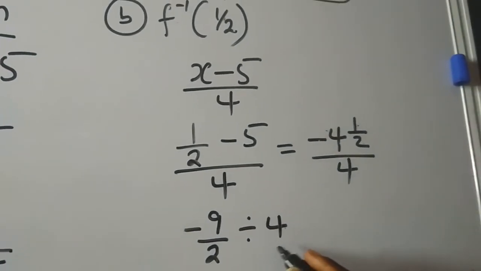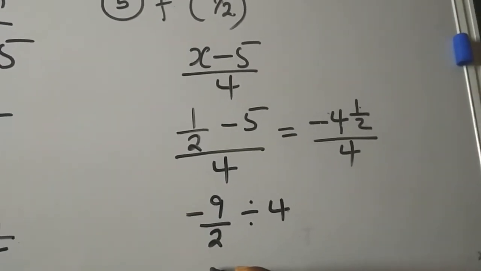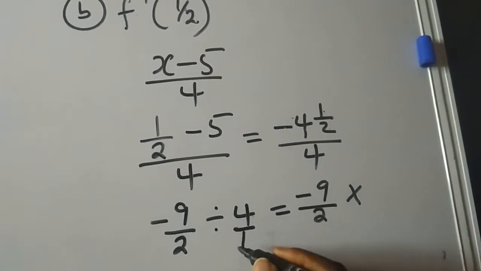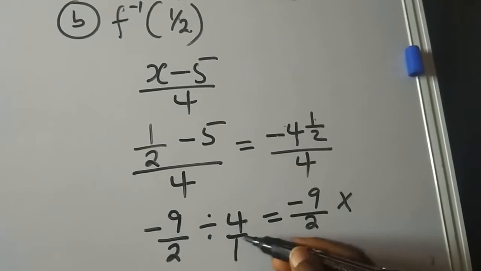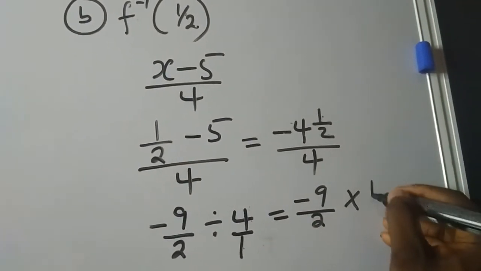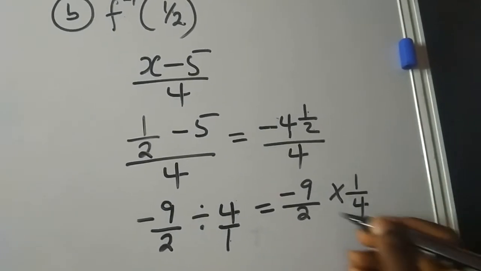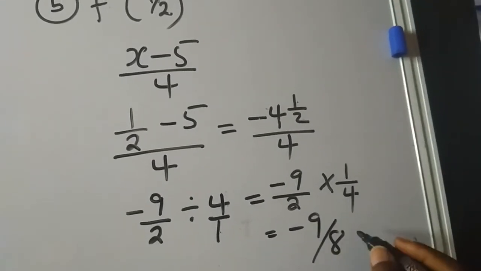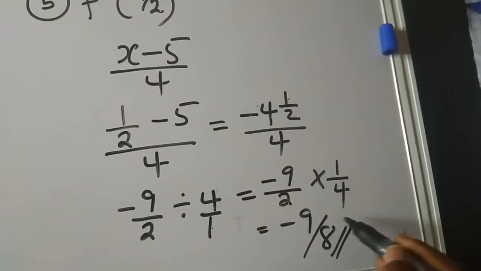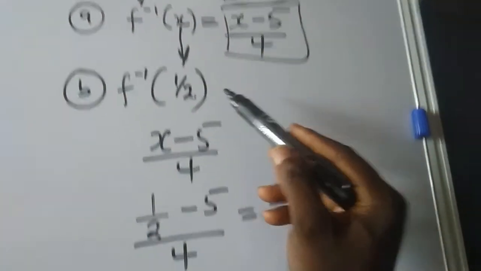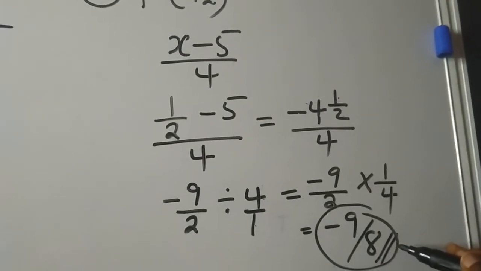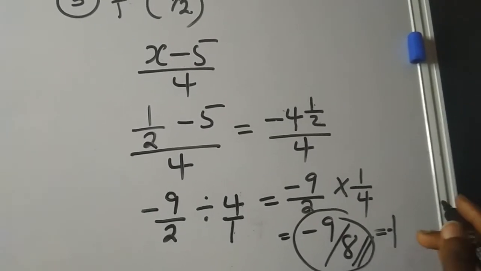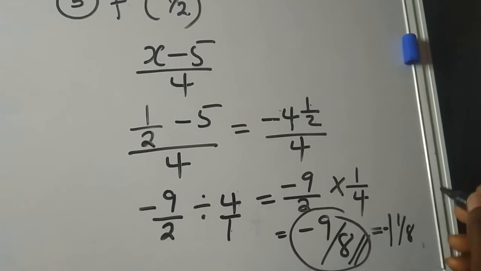So solving this now, I can say this is equal to minus 9 over 2 times, if I am changing this to multiplication, 1 comes up, 4 comes down, so it becomes times 1 over 4, isn't it? So minus 9 times 1 is minus 9, 2 times 4 is 8. So I'm having minus 9 over 8. So f inverse of half is equal to minus 9 over 8. Or I can change it to be equal to minus 1 whole number, 1 over 8.